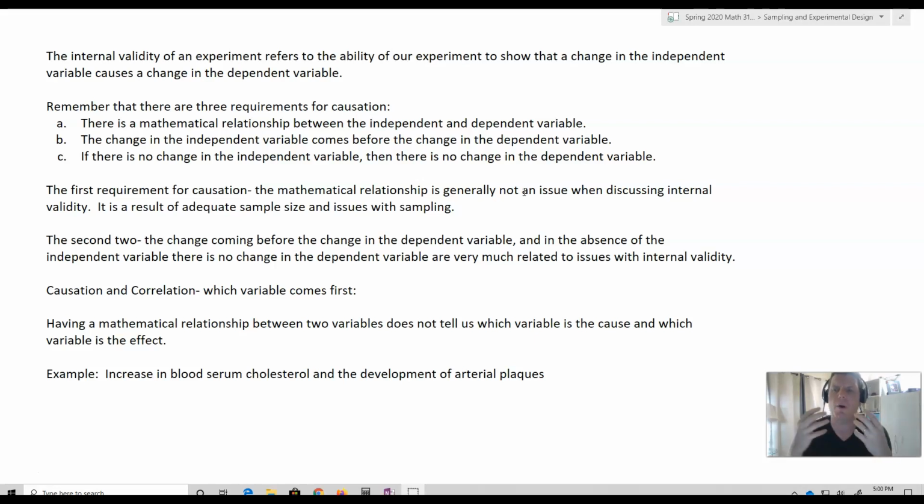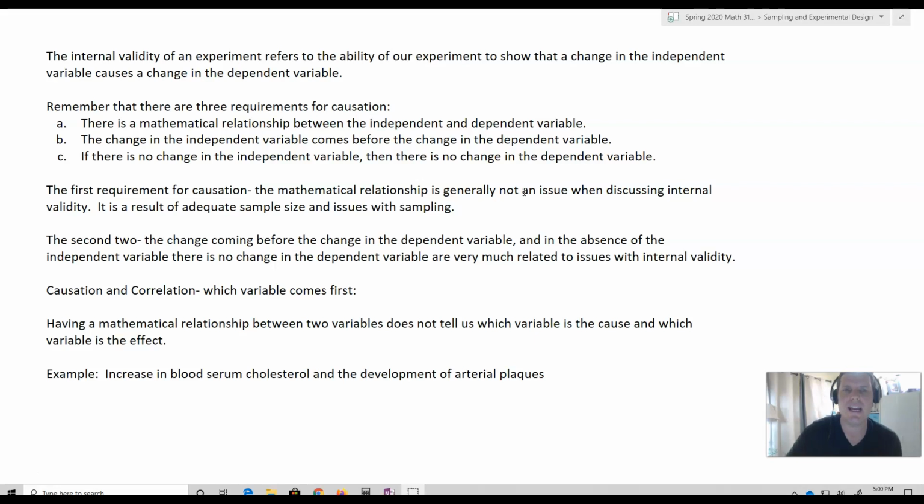So what we want to do is ascribe causation. You want to remember there are three requirements for causation. One, there is a mathematical relationship between the independent and the dependent variable. Two, the change in the independent variable comes before the change in the dependent variable. Three, if there is no change in the independent variable, then there is no change in the dependent variable. Okay? So those are our three requirements. Without the three of them, we have challenges to causation.